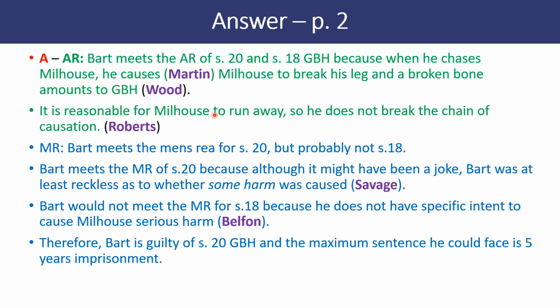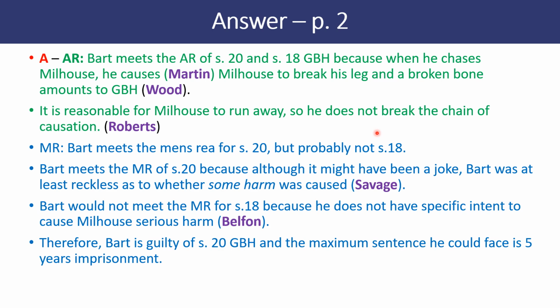And although he sort of chases him, he doesn't touch him, he does cause Millhouse to fall down the stairs, and an indirect action is going to be enough, as in the case of Martin. The fact that Millhouse breaks his leg and gets a broken bone, we know that's going to be classed as GBH because of the case of Wood.